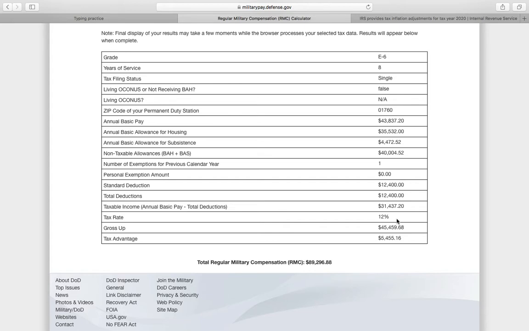So, if you're in the military, you may be asking, hey, why am I getting taxed at only 12%? It's because your BAH and BAS is not taxable. If you look at the amount of money that I make in a year, 40,000 of that is not taxable. And then when you take the standard deduction for a single filer, it puts me at 31,000. So I'm only being taxed on 31,000.